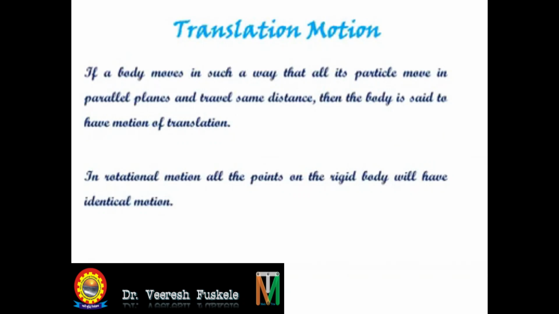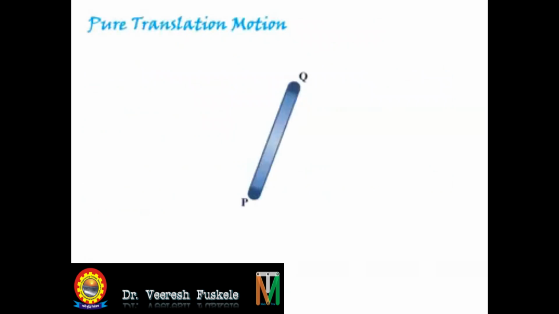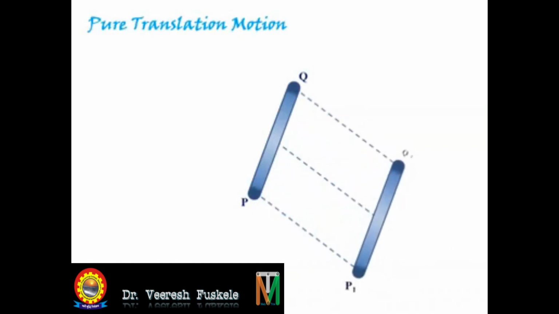What is translation motion? If a body moves in such a way that all its particles move in the plane parallel to each other and travel the same distance, then the body is said to be having motion of translation. In translation motion, all the points on the rigid body will have identical motion. Let's see how it is. Suppose there is a link PQ which is having a pure translation motion like this. So you can see that all the points move the same distance. This is a pure translatory motion.